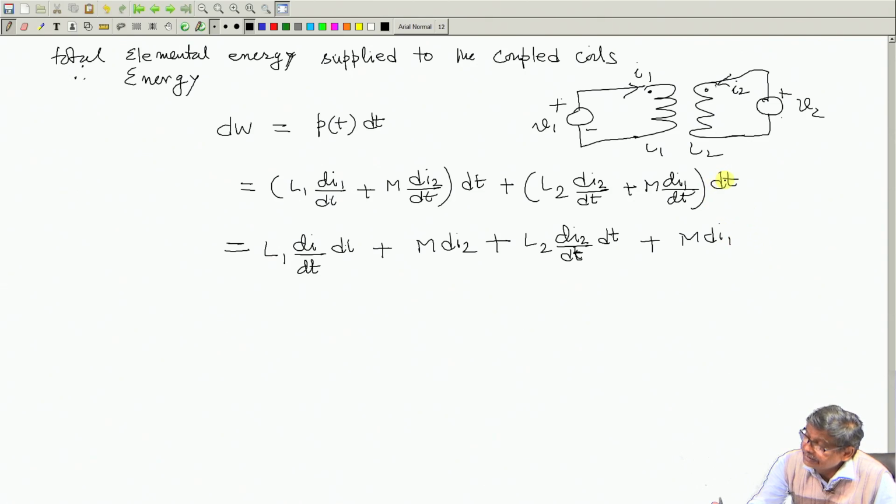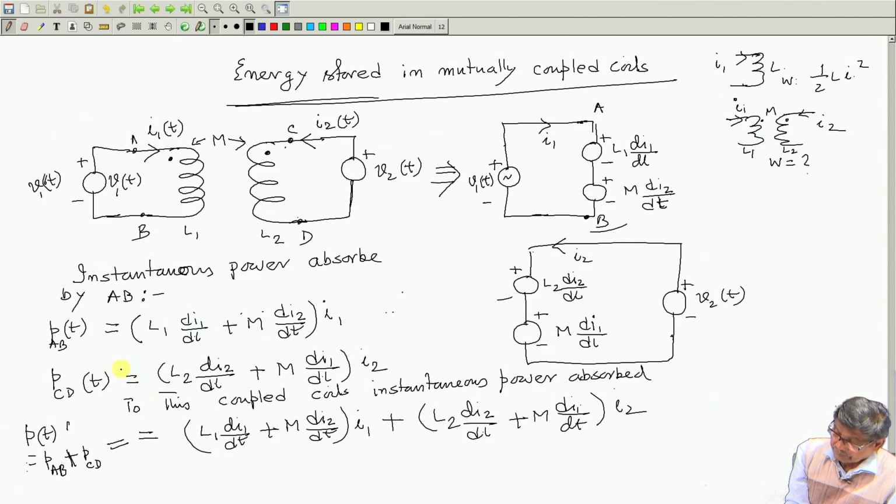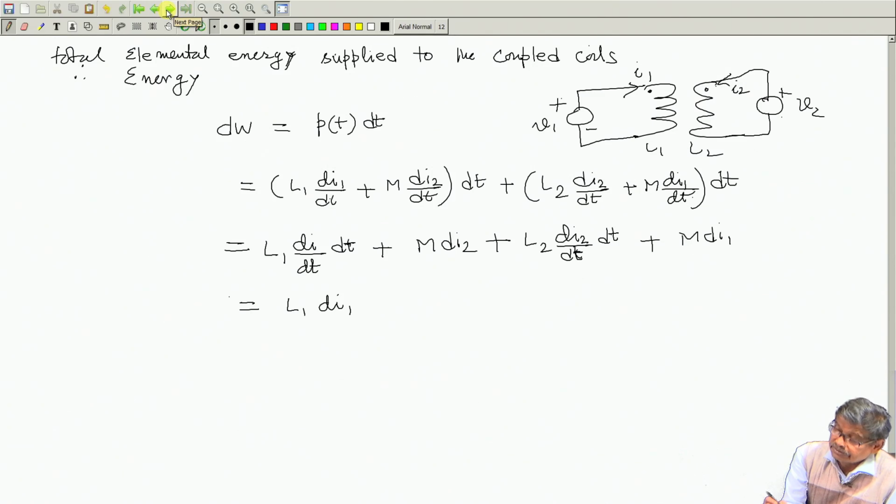The dt cancels out here. Similarly, dt cancels out here. So, this one then becomes L1 dI1. Another important thing I missed, what is that? That is voltage into current, is it not? Hopefully I wrote it in the previous section. Into I1 into I2. So, this was into I1, mind you, and this was into I2.